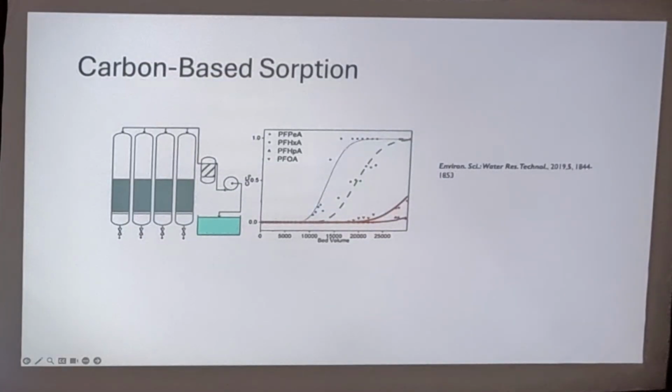Carbon-based sorption, so this is kind of the standby process for environmental engineering to remove contaminants from water. It relies on the compound preferring to be on a carbon surface than in the water. Works very well for low solubility compounds. As I mentioned earlier, these are pretty high solubility, so they don't work very well. And the shorter the chain, the less it dislikes being in water, the quicker it breaks through carbon.